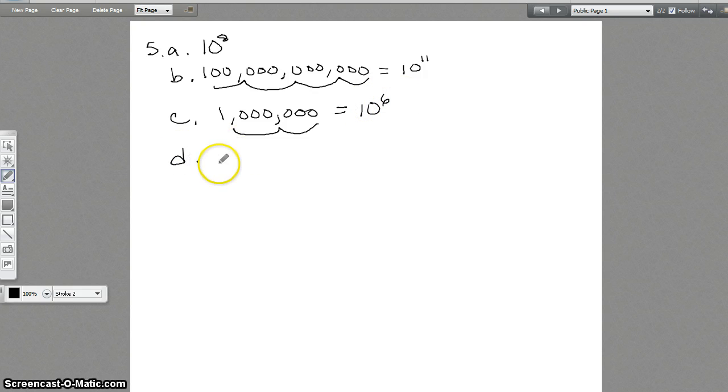Part D, 10,000. Well, first we write that out as a decimal number. There's 10,000. That's a 1 followed by 4 zeros, so that must be 10 to the 4th power, because there are 4 zeros. Okay, new problem.